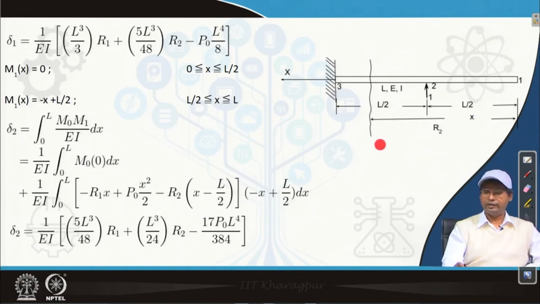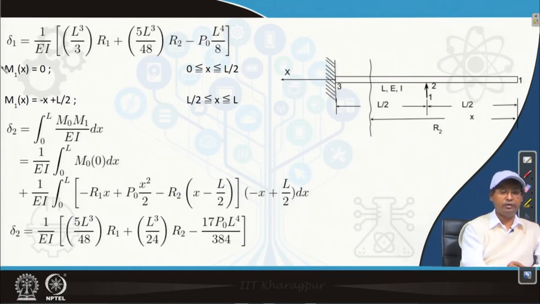So, for that, this is the second figure. Here all other loads are removed, only unit load is applied at position 2, and for that there is no moment, that is, it equals 0, and M1(x) equals minus x plus L by 2. So, that is the moment here, and as usual this equation is put in to find delta 2 integrated from 0 to L. This first portion is 0, there is nothing, so only the remaining portion is this one, and we get delta 2 equals this value.